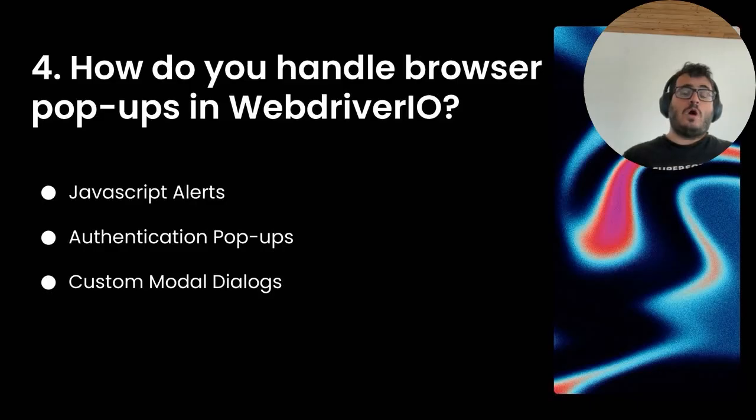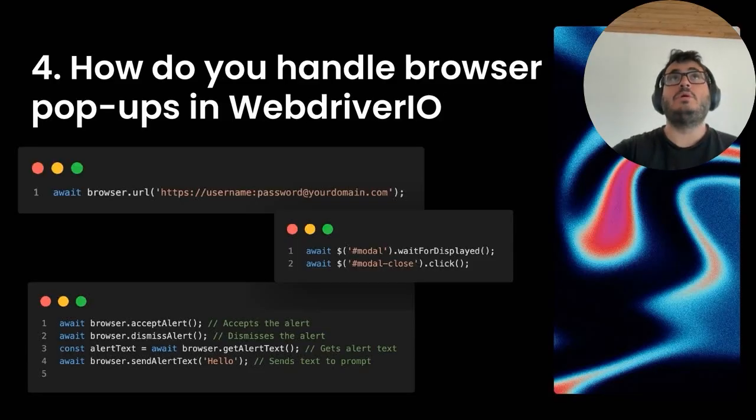First, we have the most known one, which is JavaScript alerts. JavaScript alerts are system alerts that are part of your browser. They are not initiated by the page, but WebdriverIO has a unique way to handle JavaScript alerts. We're going to see this example. Authentication pop-ups can be bypassed by passing your authentication credentials through your browser URL function. And custom modal dialogs are sometimes part of the DOM, and just by finding the correct elements in the DOM, you can bypass and handle these pop-ups.